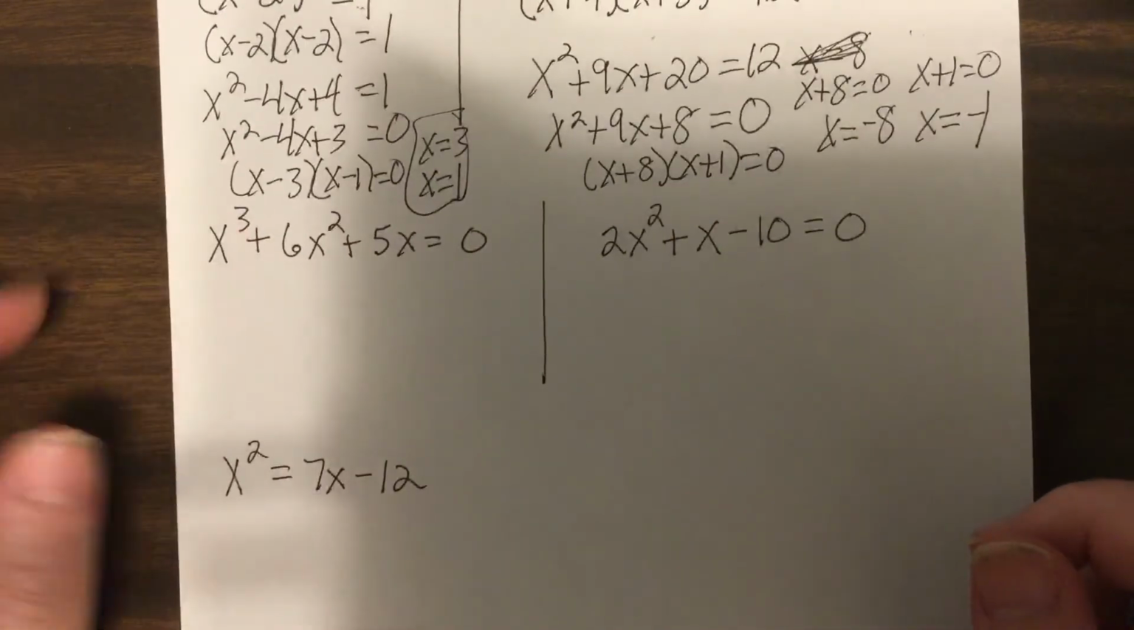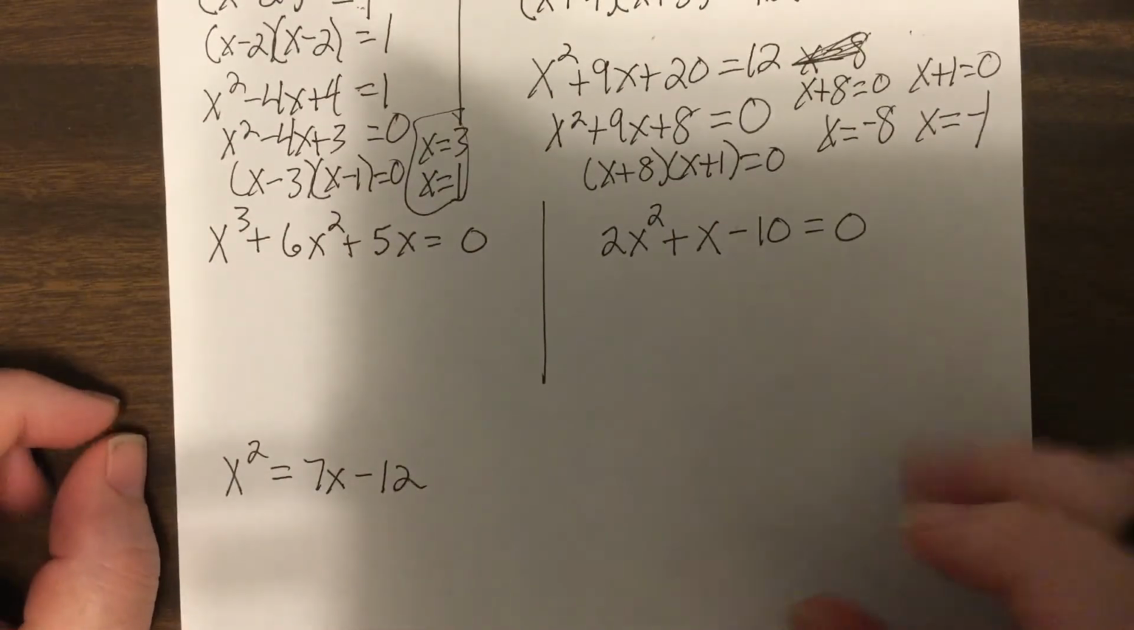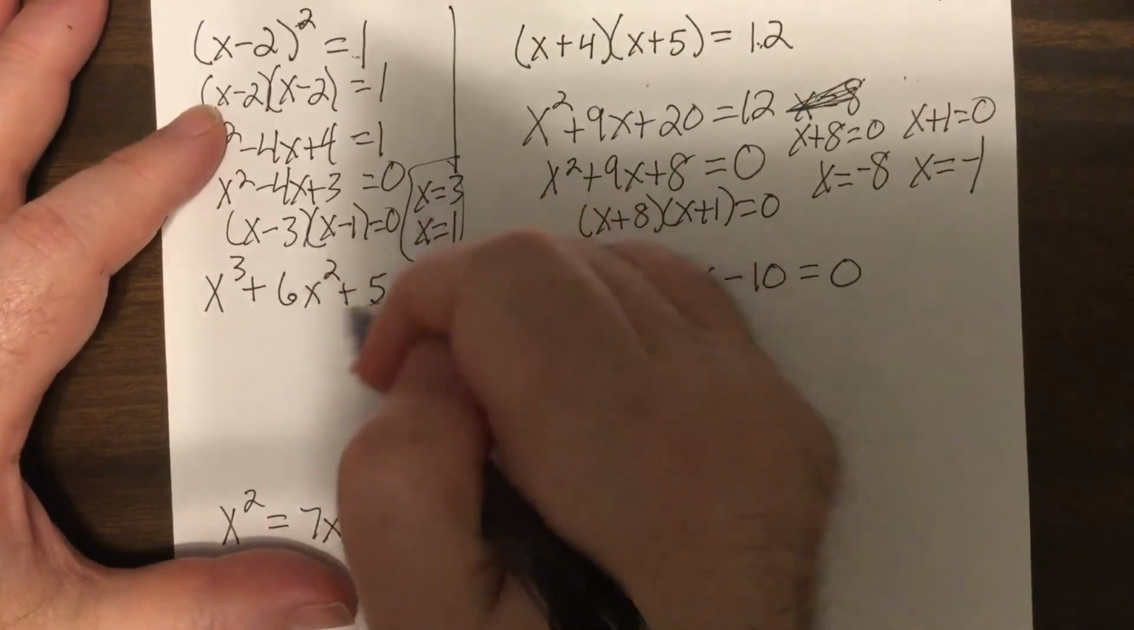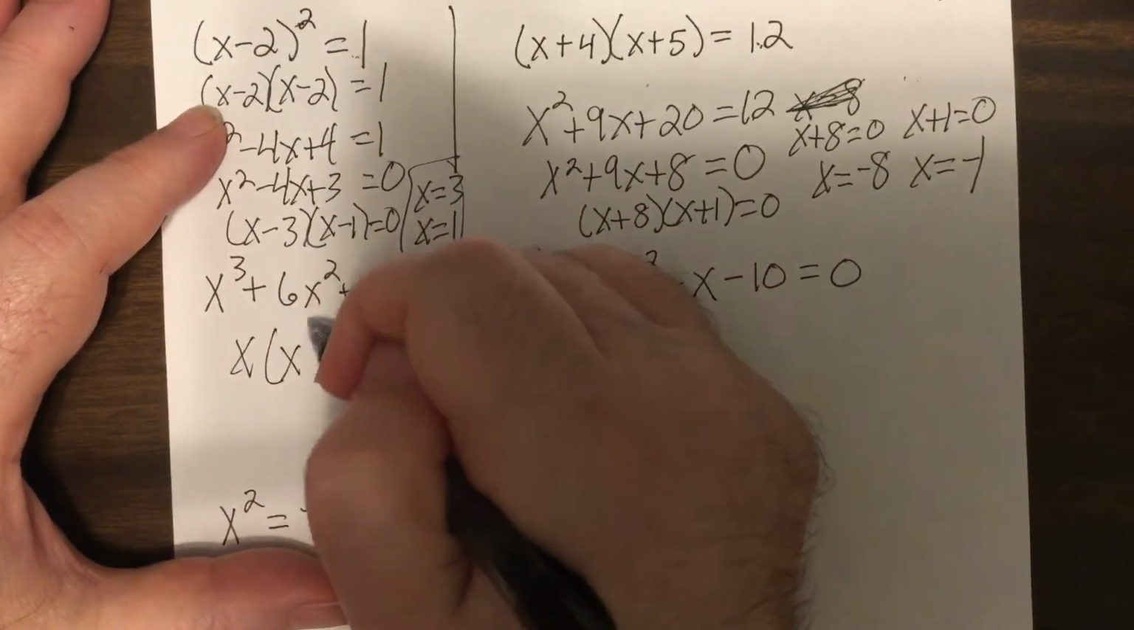Do the last 3 for me and turn me back on. Okay, so this one, factor out the GCF as x.